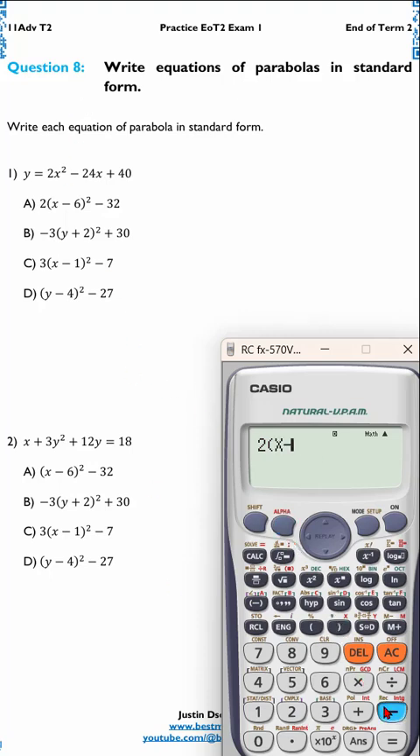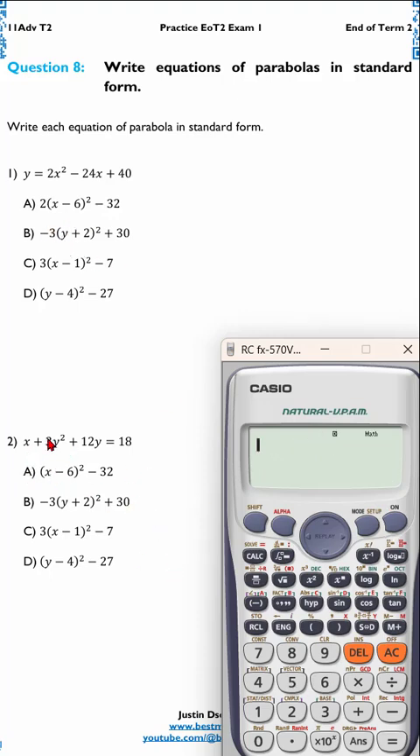Let me type x minus 6 the whole squared minus 32. Calculate at the same value 0, and yes, this is the correct answer. But let me just change this to 3 and then I will show you it will not be the same. X minus 1 the whole square minus 7 here. And look at this. This is minus 4. Option A was the correct one.